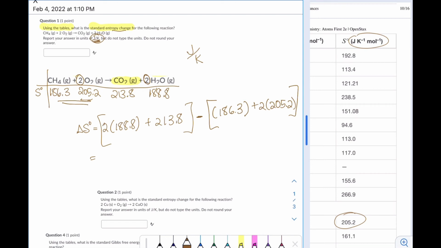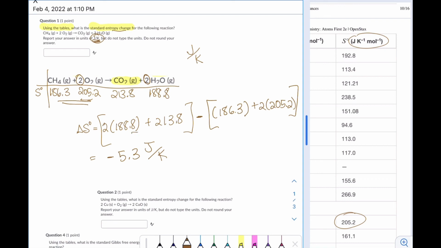As I punch this in, 186.3 and 2 times 205.2, I am getting negative 5.3 joules per Kelvin. I wish the answer was up here so I could double check it, but that's what I'm going to plug in.